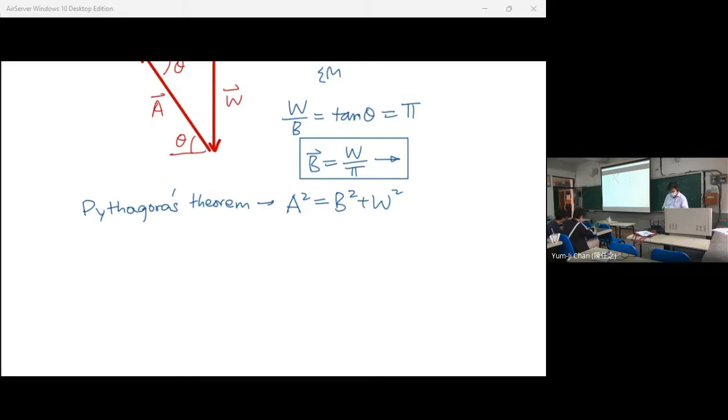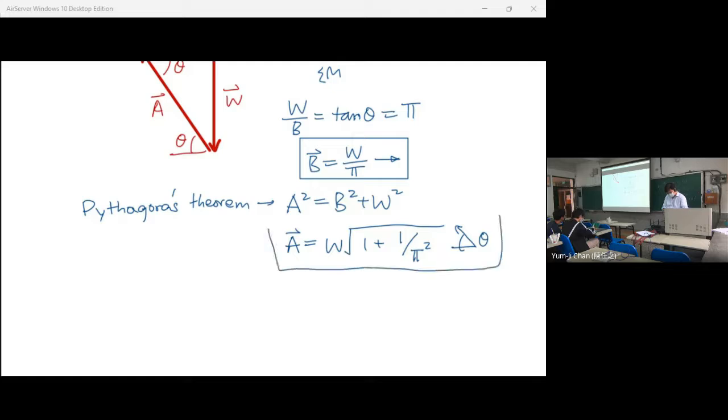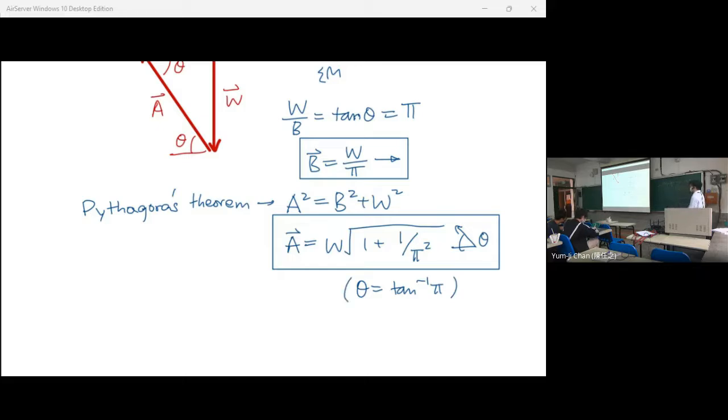So A is equal to W times the square root of 1 plus 1 over pi squared, and this one is angle theta, and theta is equal to arctangent of pi. So this is A. So this is the end of the example.